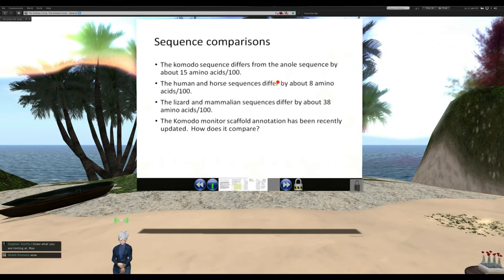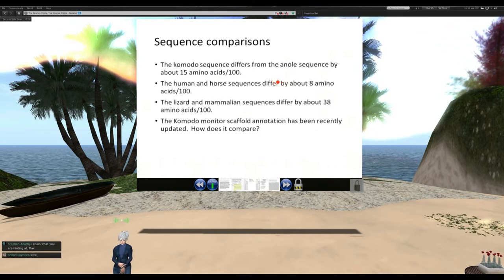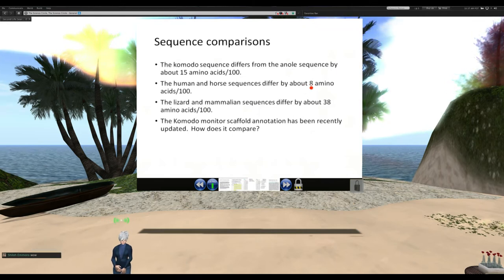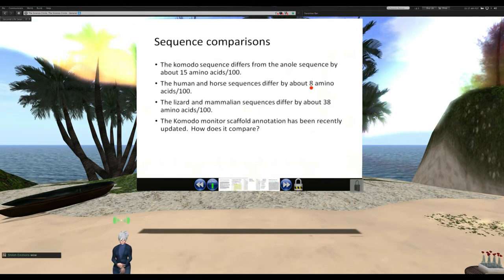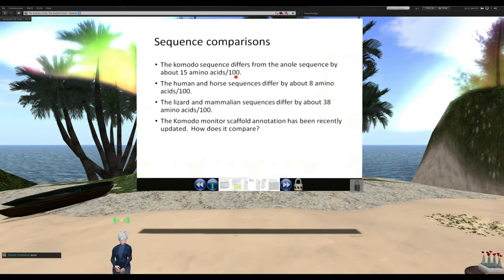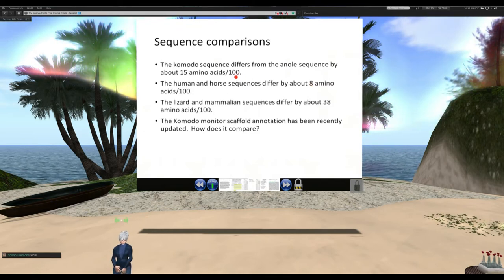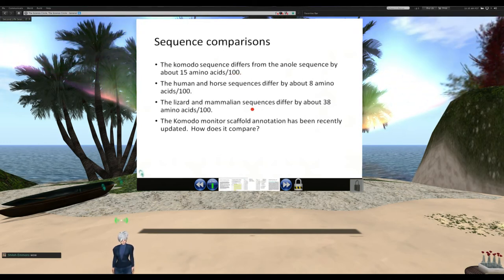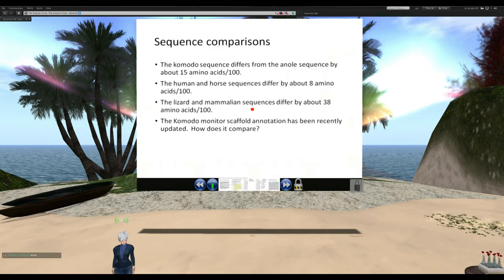So the human and horse sequences differ by about 8 amino acids. The Komodo and the anole sequence differ by about 15 amino acids, or 15% of their amino acids. And the lizard and the mammalian sequences differ by about 38% of their amino acids.